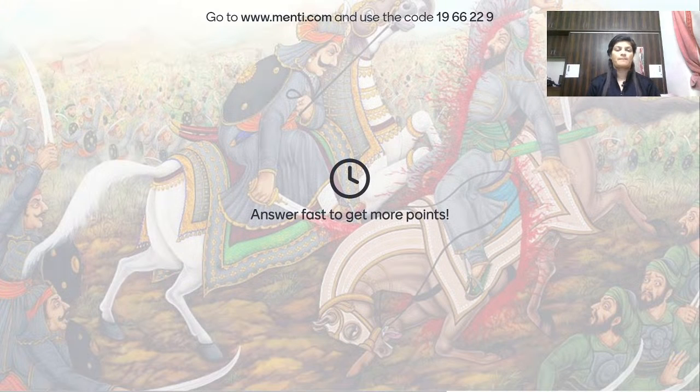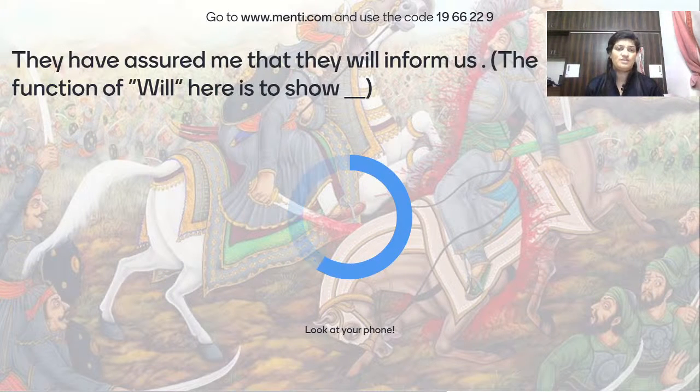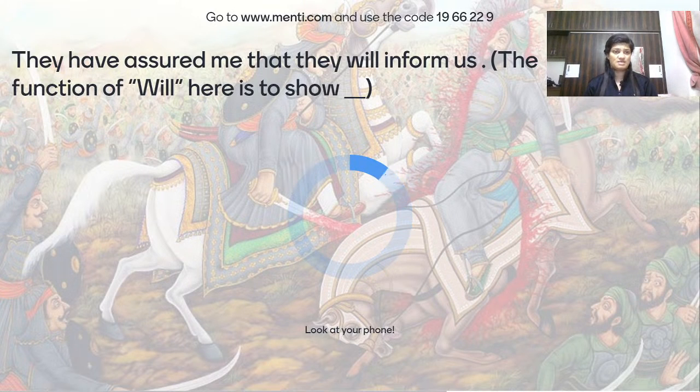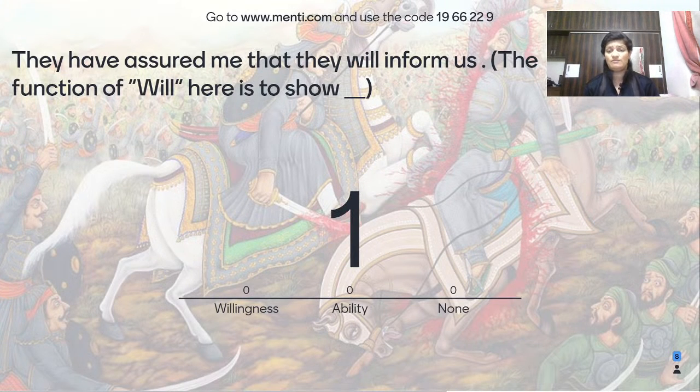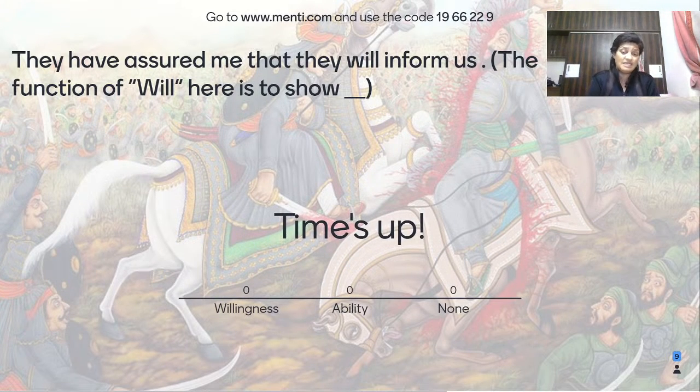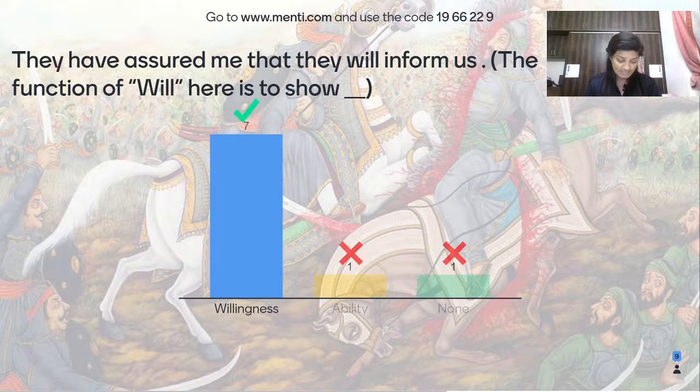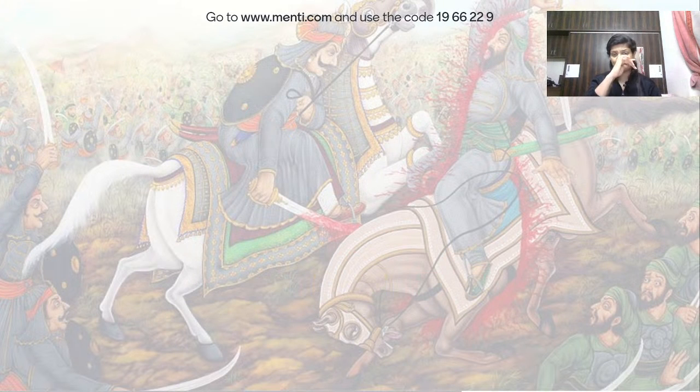The question is on the screen. They have assured me that they will inform us. The function of will here is to show willingness or ability or nothing. They will inform us. They have assured me that they will inform us. Willingness or the ability or nothing at all. It is a willingness, not ability, not nothing. I mean, not the other one.